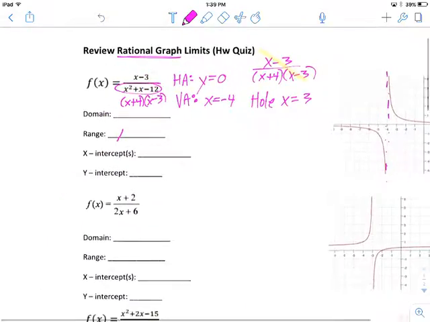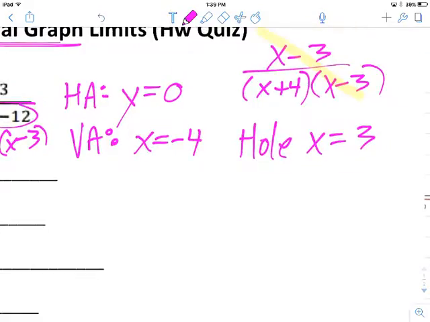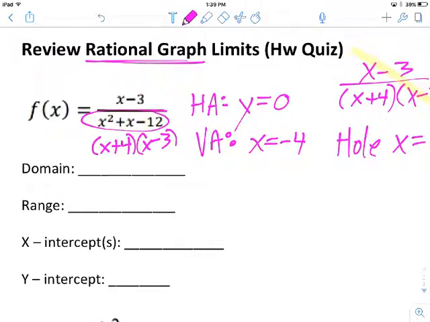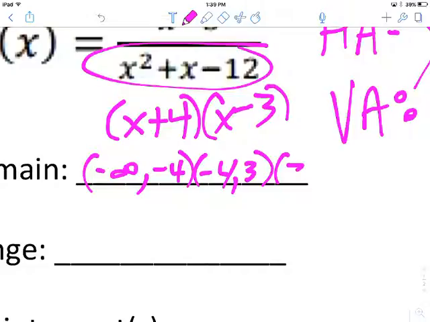Done. So domain-wise, then your domain just breaks up around those. It's any x except for the two, negative 4 and 3 that we just ran into. Even though one of them's a hole, that counts. That's a discontinuity. So negative infinity to the first one, which was negative 4. Negative 4 to the next bump in the road. And then 3 to infinity. All that stuff goes in there.